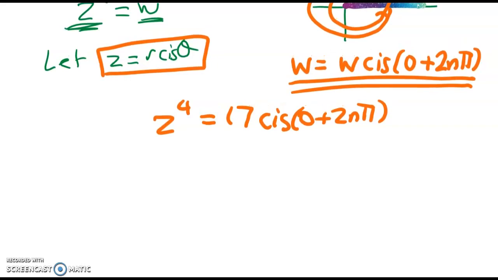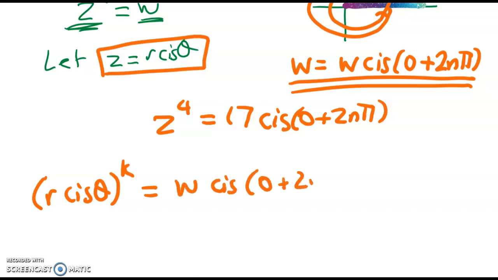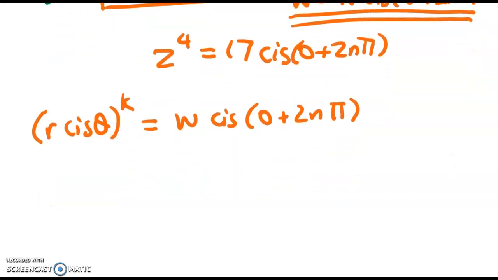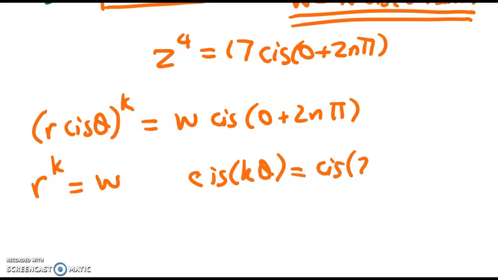So here we've got r cis theta to the power of k is equal to w cis 0 plus 2n pi. And we now match up the moduli and we match up the arguments. So r to the power of k is equal to w, and then cis of k theta is equal to cis of 2n pi. And this is by de Moivre's theorem.